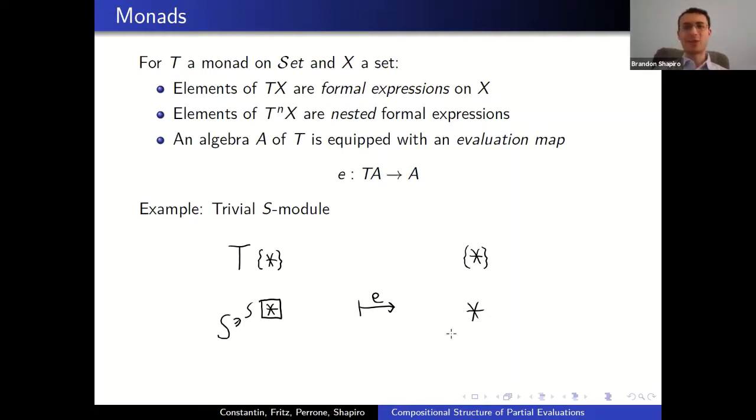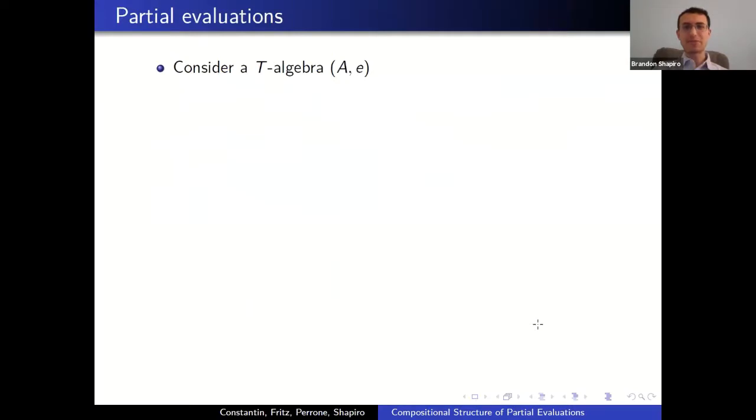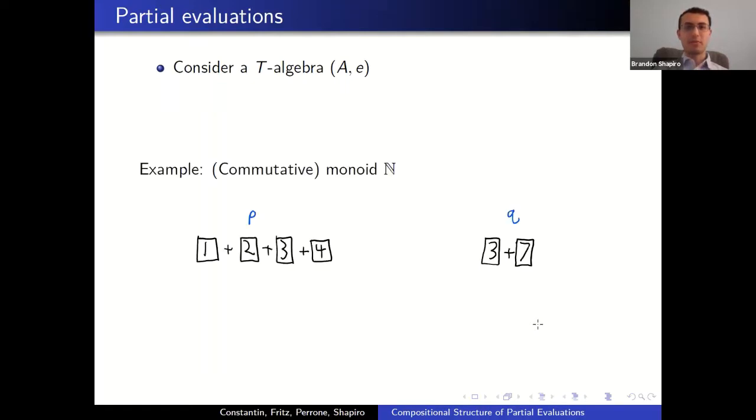And this may seem like a rather boring algebra, but we'll see that it actually provides an interesting counterexample in a few minutes. So, all right, that's a little bit about how monads and algebras work, and I'll keep showing the notation. But now we want to talk about partial evaluations. How do we give a formal definition of these things?